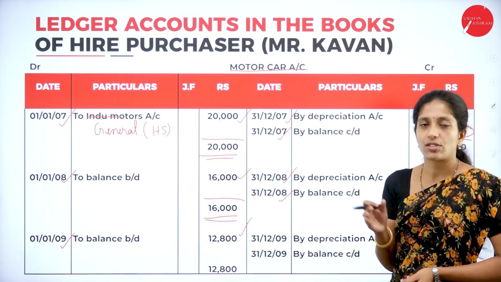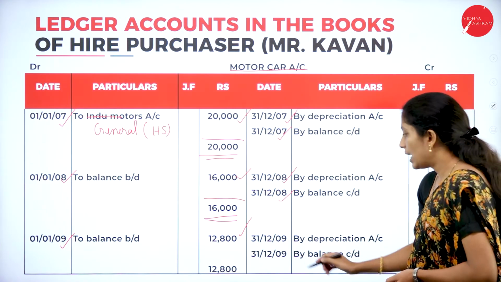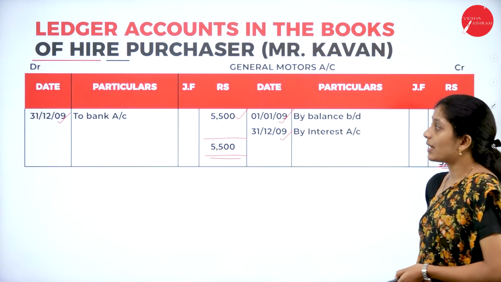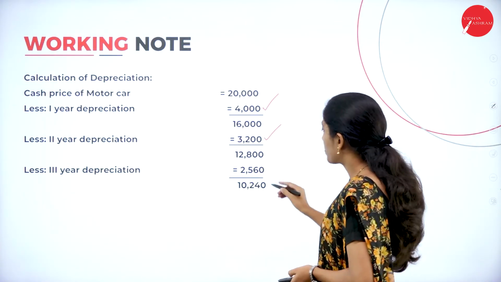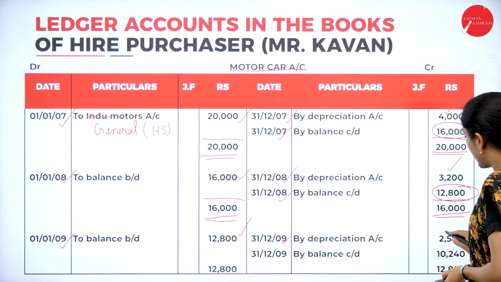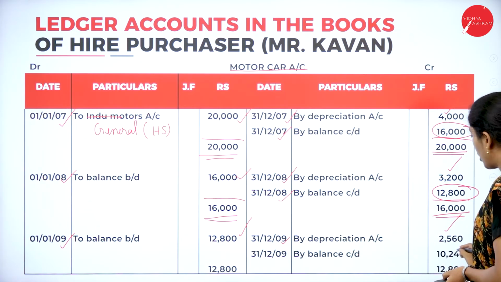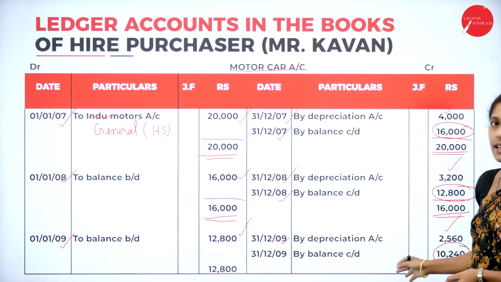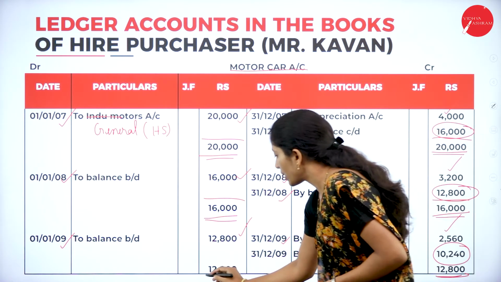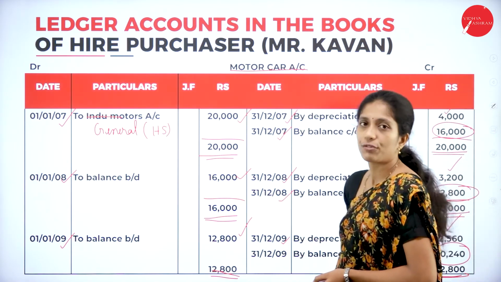Next, as usual, charge the depreciation. What is the entry? Depreciation account debit to asset account. Right? 31/12/09 by depreciation account. What is the third year depreciation? The third year depreciation is how much? 2,560. So write that amount. Next, as usual, 31/12/09 by balance carried down. You'll get a balancing figure of 10,240. So the total is 12,800 and you got a balancing figure of 10,240. That amount has to be brought down for the next year.